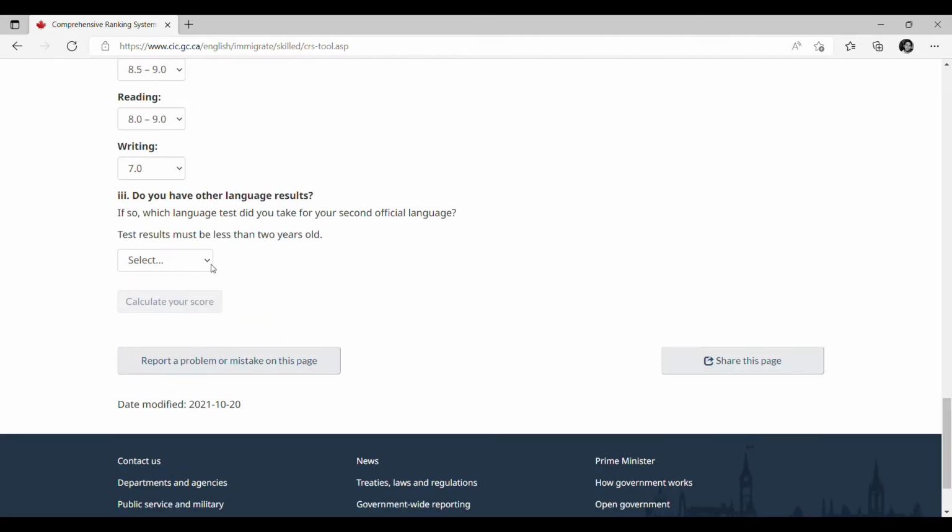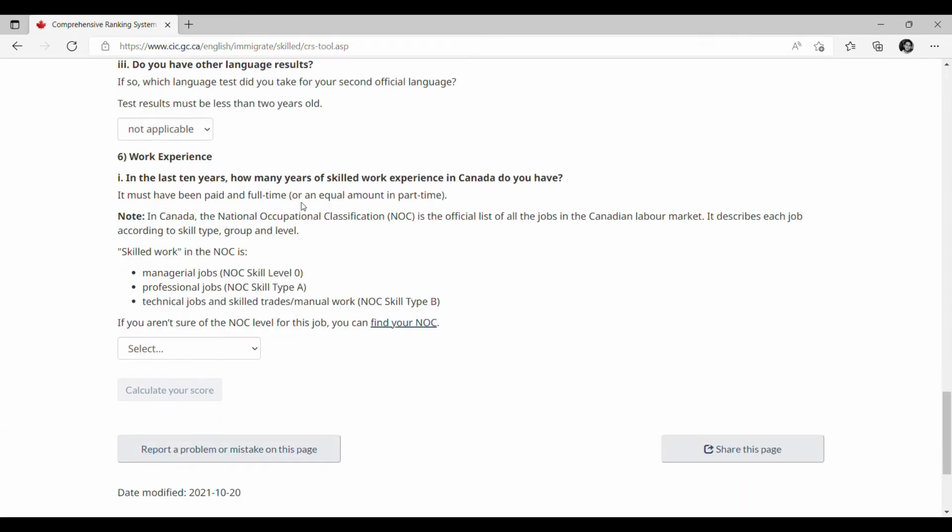And then comes the other language results, which is French. If you have taken your French exam, then you can select either TEF or TCF, but I am selecting not applicable. The sixth question is the work experience, but be careful, this question is about the experience which you have gained in Canada, and for that I am selecting none or less than a year.